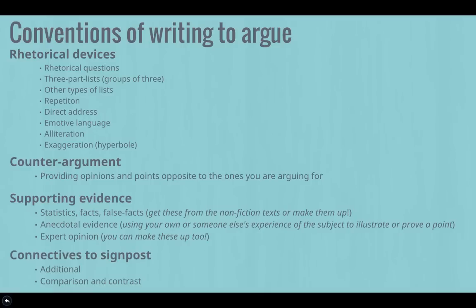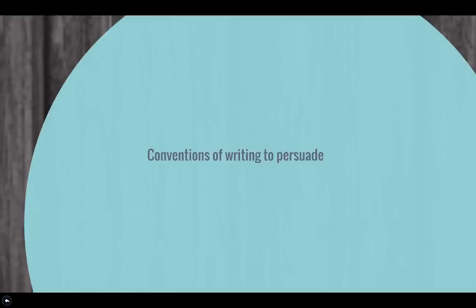And then you also need to help your reader through, so you need to signpost them through your use of connectives. So you're going to use additional connectives that add information: furthermore, moreover, and then connectives for comparison and contrast to show that you are weighing up both sides of the argument. So there's some key conventions of writing to argue.